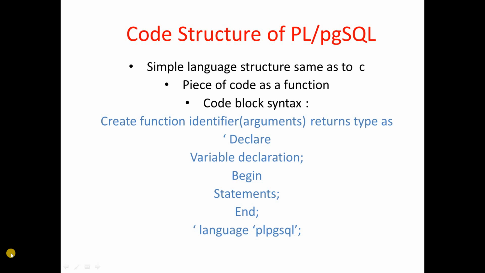First of all, what is the code structure of plpgSQL? It is a simple language structure, the same as the C language. Our code structure of plpgSQL is very simple and similar to the C language structure. In C, if you define a function and use some variables in that function, those variables are declared before use. The same happens here in plpgSQL: we use some variables, and these variables are declared before use.